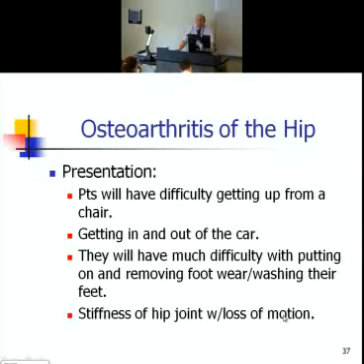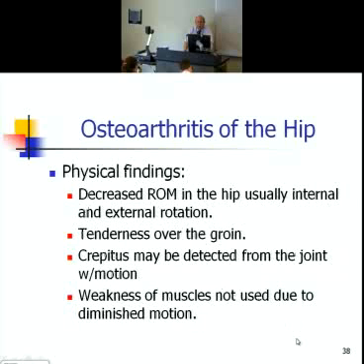And they may have problems if they live alone. They may not be able to wash their feet so well. So sometimes if you look at their feet, they're grimy, they're smelly, and it's not because they don't care about it. It's because they can't reach down or bend their leg enough to reach their feet and wash their feet effectively. They'll develop some stiffness of the hip joint and loss of motion.